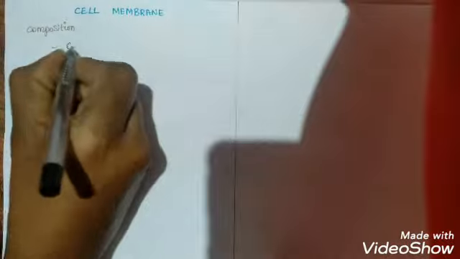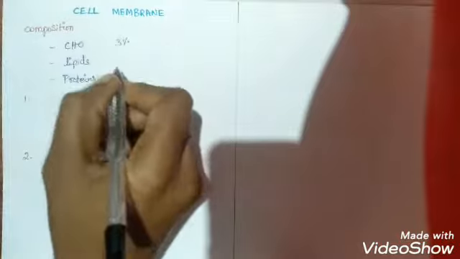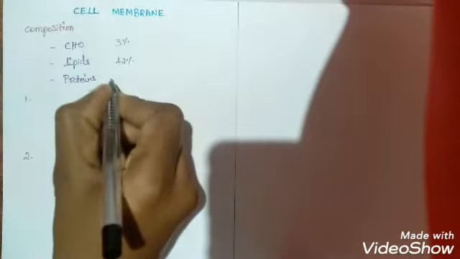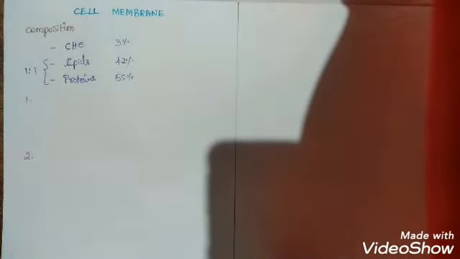What are the compositions? They are carbohydrates, lipids and proteins. Carbohydrates occupy 3% of surface area, lipids 42% and proteins 55%. And lipids and proteins are in a 1:1 ratio.